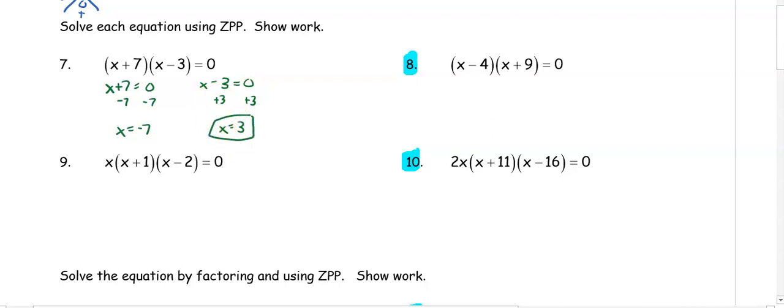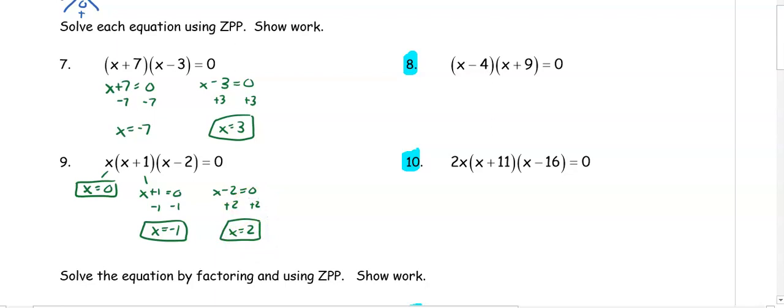In number 9, there are 3 terms. So the first term is x equals 0. That's already factored and solved for. We have x plus 1 equals 0 and x minus 2 equals 0. So in the next equation, we would subtract 1 from both sides, so x equals negative 1. In the last equation, we would add 2, so x equals 2. So in this case, there were 3 x's, so we have 3 solutions.